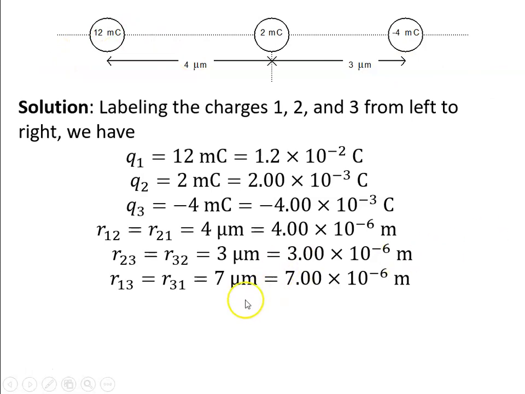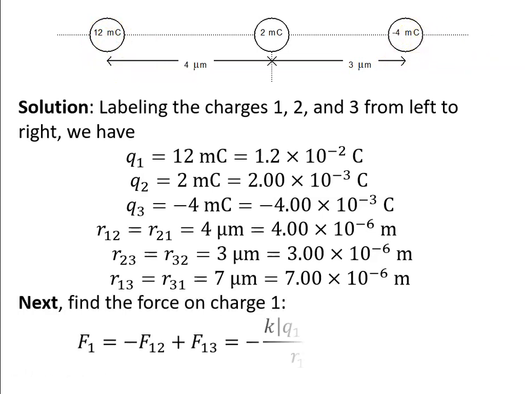Well, micro, we were talking about how these distances, look at these distances, this is the symbol for micro. Micro is 10 to the minus 6th. So each of these is some number times 10 to the minus 6th meters. Notice that the distance between charge 1 and charge 3 is 7 micrometers, because we have 4 micrometers to here, and then another 3 micrometers to here. So overall, the distance from 1 to 3 is 7 micrometers.